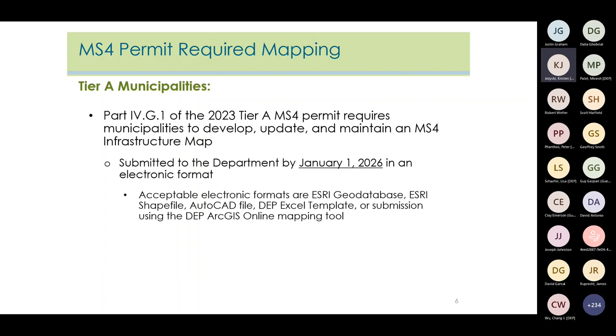The acceptable electronic formats again include submitting an Esri geodatabase, Esri shapefile, an AutoCAD file, the DEP Excel template, or by using the DEP ArcGIS online mapping tool. MS4 infrastructure includes MS4 outfalls, MS4 groundwater discharge points, MS4 interconnections, storm drain inlets, MS4 manholes, MS4 conveyance, MS4 pump stations, stormwater facilities, and the property boundaries of all maintenance yards and other ancillary operations. The map needs to be reviewed annually to account for any new or newly identified MS4 infrastructure and needs to be posted on the permittee's dedicated stormwater webpage.